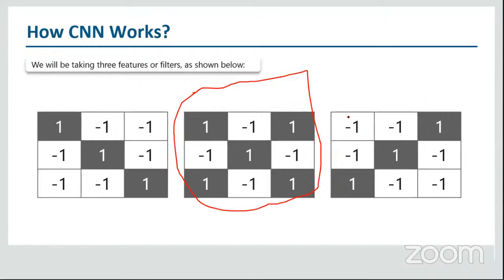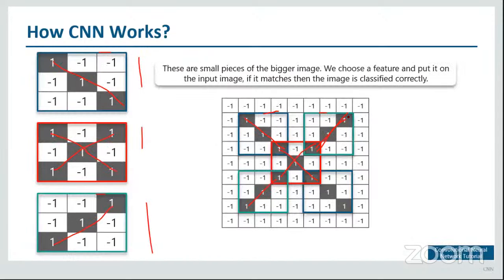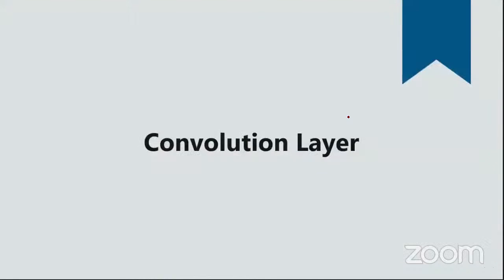For these 3 features, the blue ones are the top left to bottom right, the green ones are the top right to bottom left, and the center one is the red. Those are the 3 filters we had. For these 3 filters, I am going to apply my first layer.